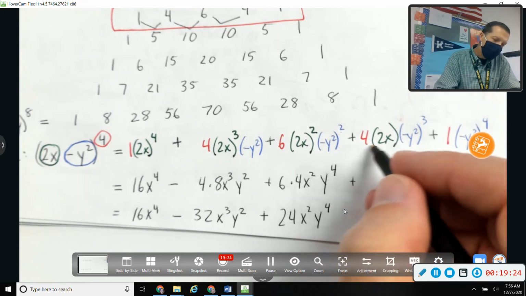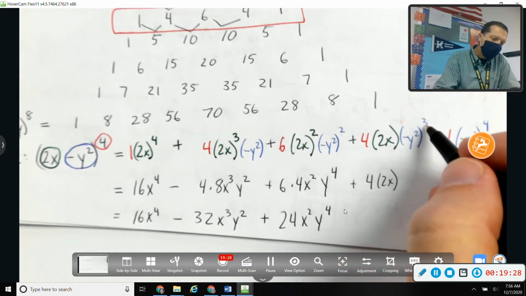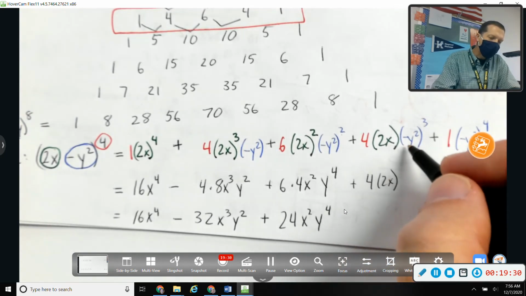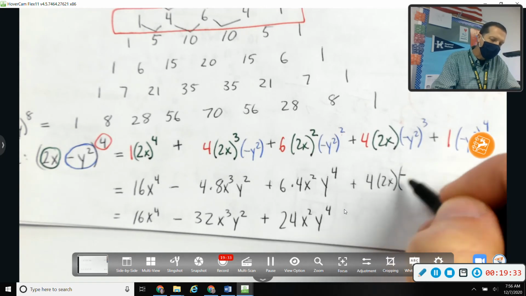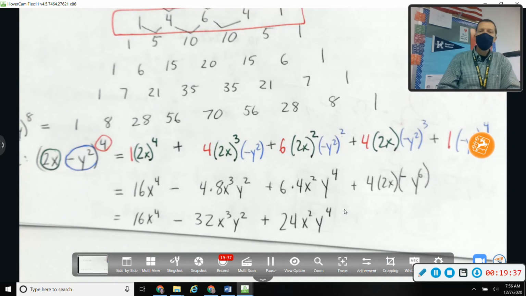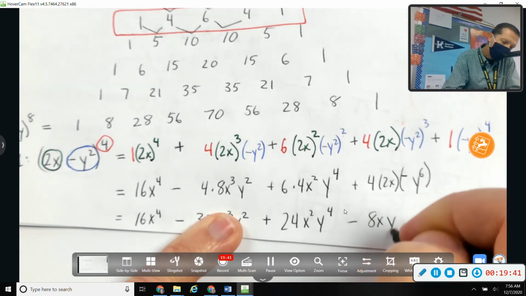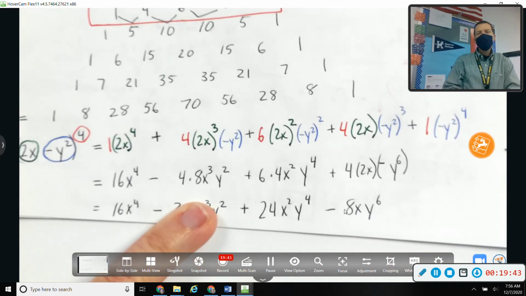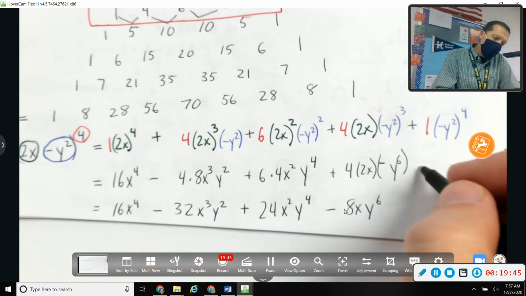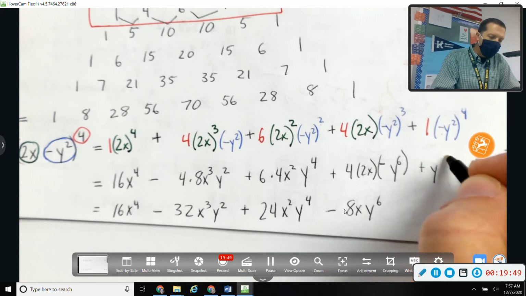And then, well, 4 and 2x, that's easy. If we cube a negative y, if we cube a negative, we're going to get a negative. And then power to a power, we multiply. So we end up with minus 8xy to the 6th. And then the last one, if we fourth a negative, we get a positive. So y to the 8th.